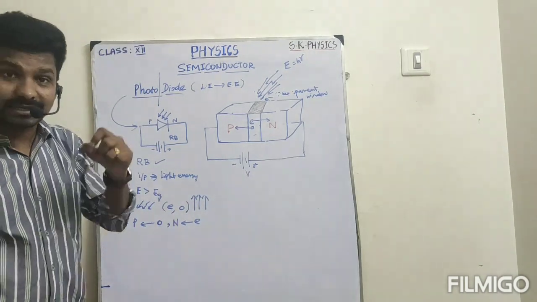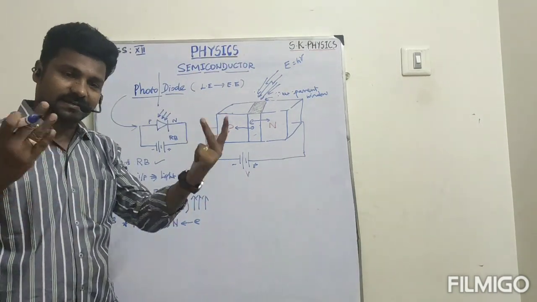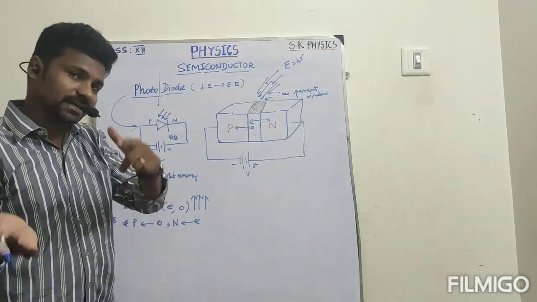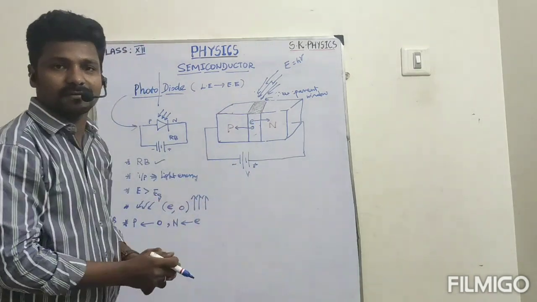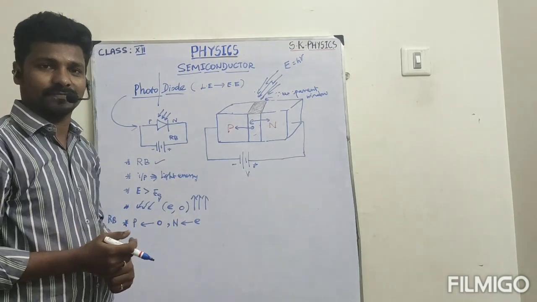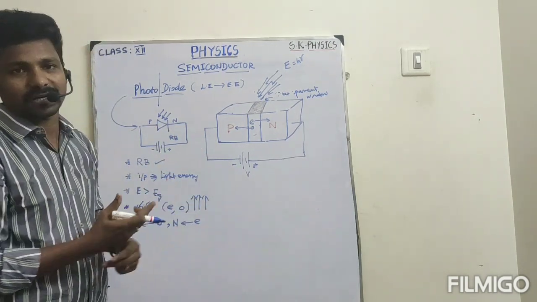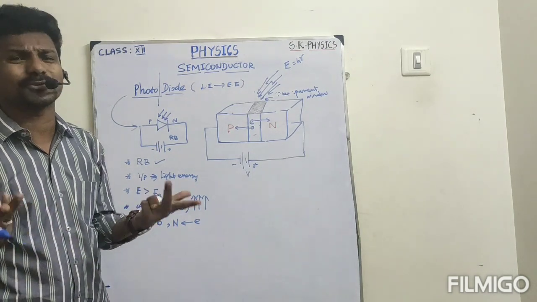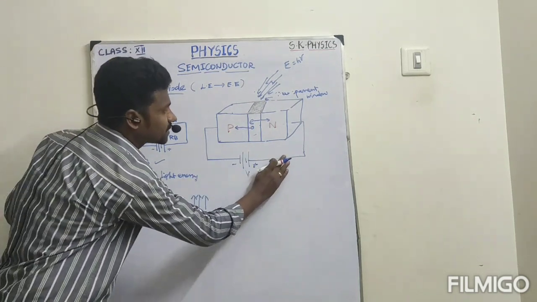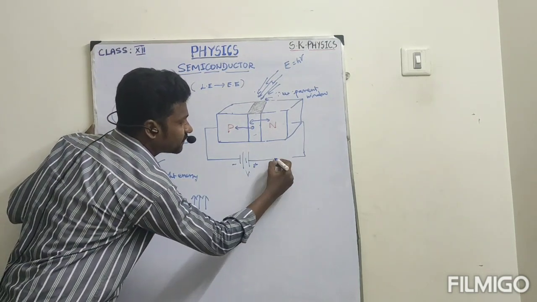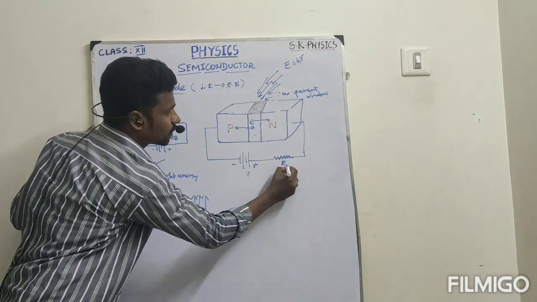But here externally we apply the light energy. From the light energy, electrons and holes are generated. So those electrons and holes will be attracted by the battery. Comparing with the normal diode, here we can get more current. Then we can drop that current value by using the load resistance.